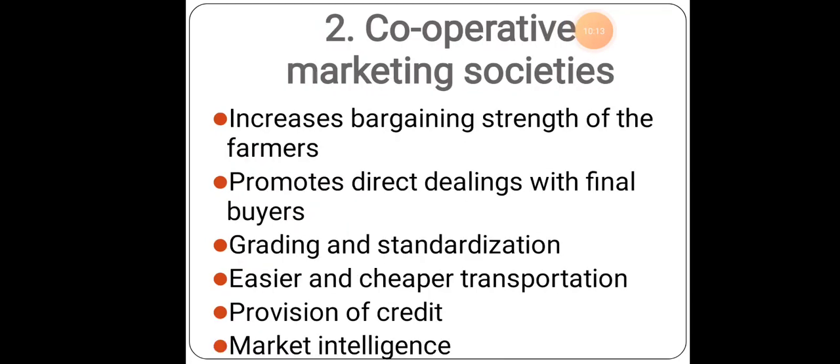Next thing, cooperative marketing society. As the name itself tells, cooperative means many people combining together to do something. Here in the agricultural field, what do they do? They need seeds, so they go together to take the seeds, the fertilizers, the pesticides, all these things. In the same way, many farmers combine together and go to the market to sell their products. By this, what happens? The bargaining strength will be increased.